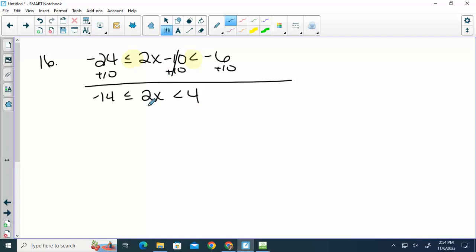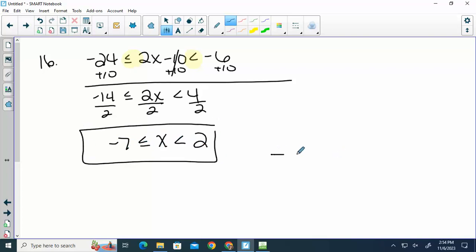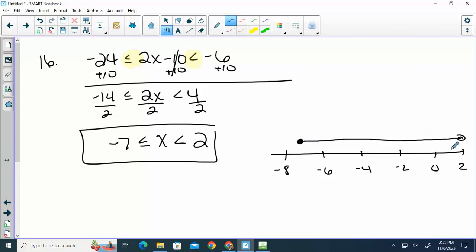Then, so negative 7 less than or equal to x less than 2. So it was closed circle at negative 7, open circle at 2, just in case.